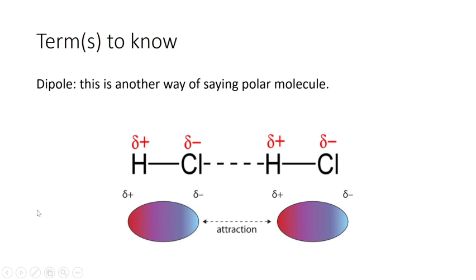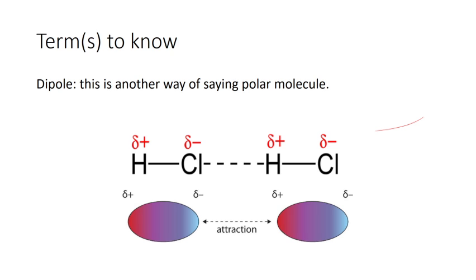Here, I've got this lovely illustration showing you how you will often see dipoles written with a lowercase delta, by the way, delta plus and delta minus. That means there's a partial positive and negative, right? These are not ionic, but they are polar molecules.